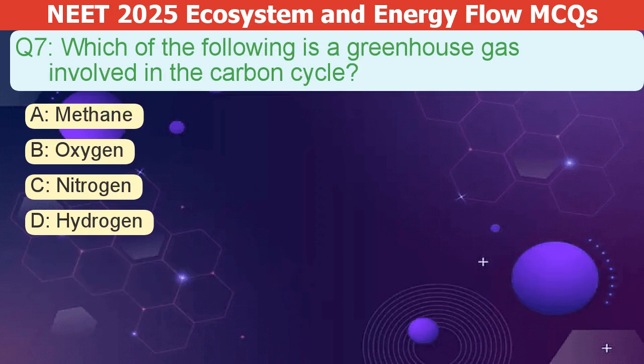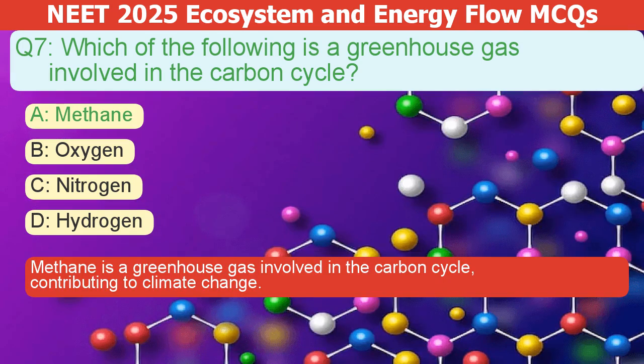Which of the following is a greenhouse gas involved in the carbon cycle? A. Methane. B. Oxygen. C. Nitrogen. D. Hydrogen. The correct answer is A. Methane is a greenhouse gas involved in the carbon cycle, contributing to climate change.